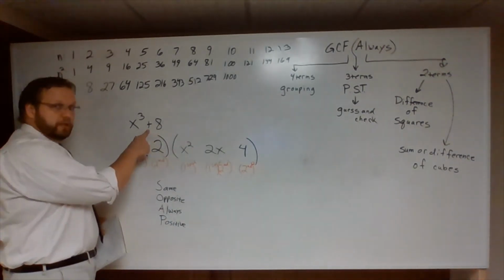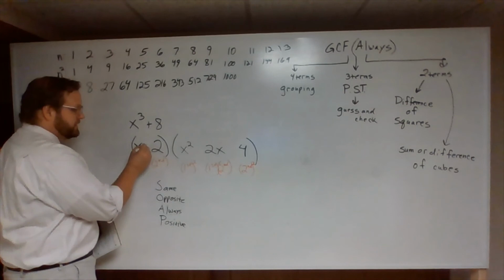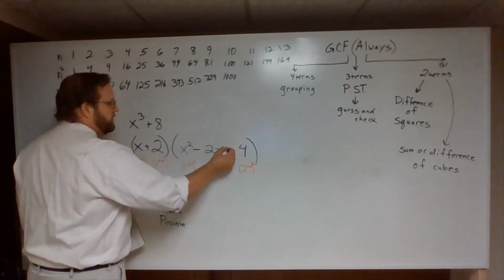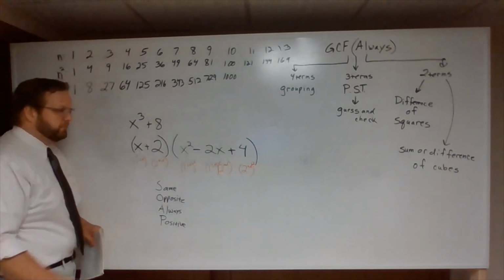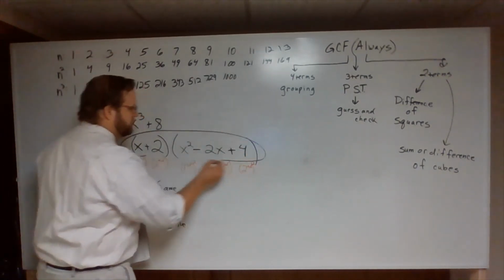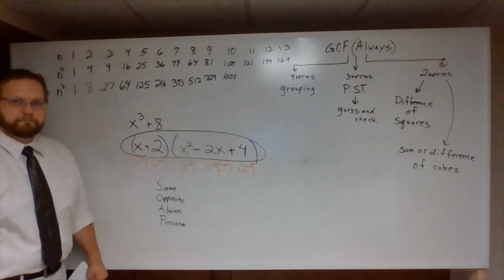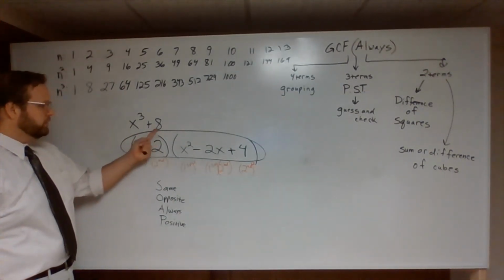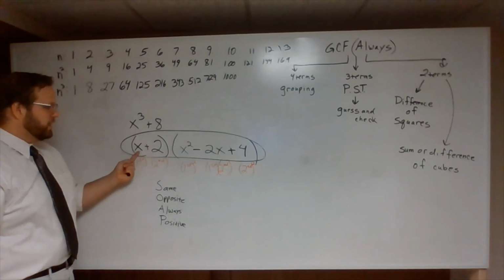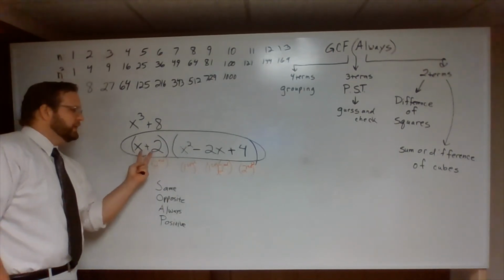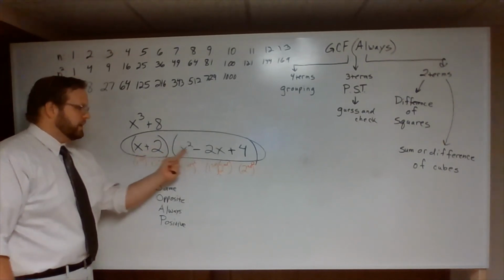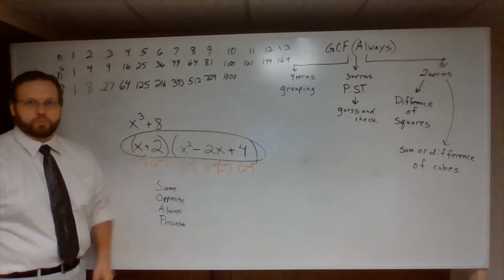I started with a plus. I have the same, I have the opposite. This is always positive. And now this is factored. Okay, so recap, cube root, square, multiply, square. And then same, opposite, always positive, SOAP.